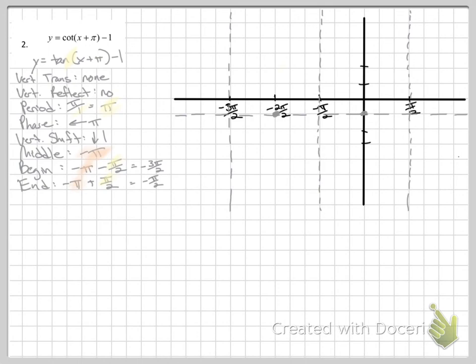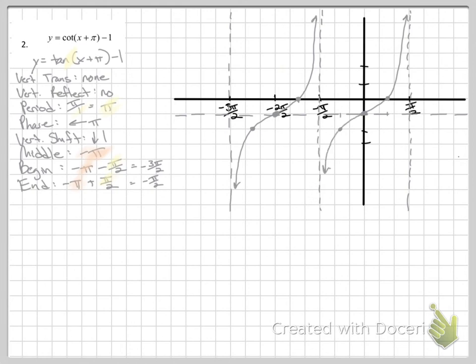This tangent curve just has an a value of 1. So the halfway mark is 1 higher. The halfway mark is 1 lower. Here's a tangent curve. And the same in my second one. Halfway, 1 higher. Halfway, 1 lower. There's my second tangent curve. Here's why I wanted 2 of them.